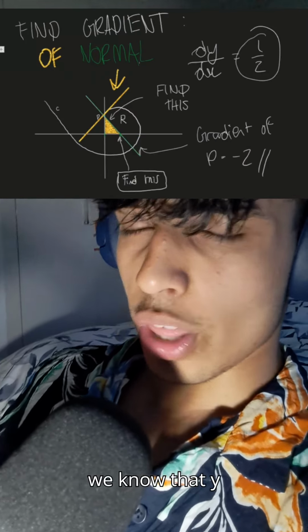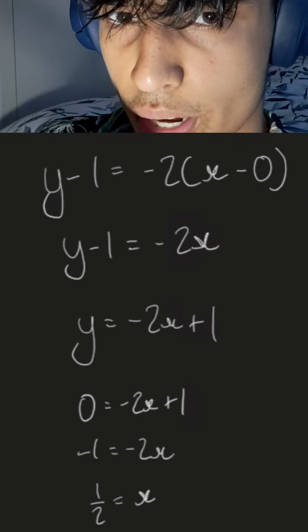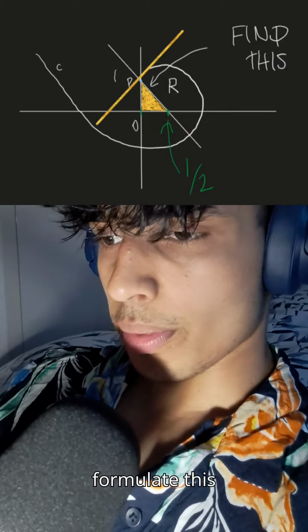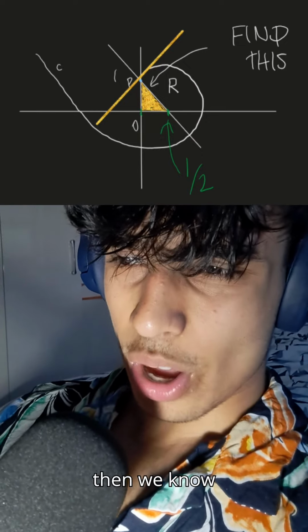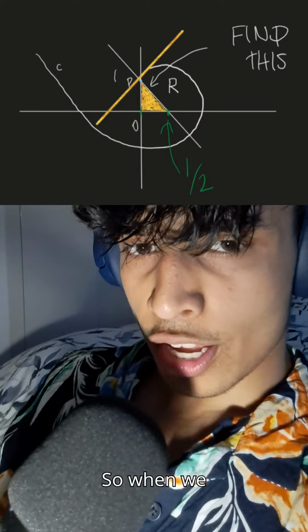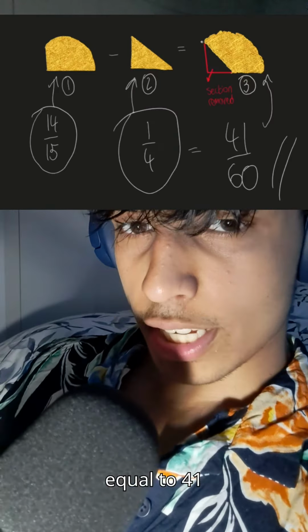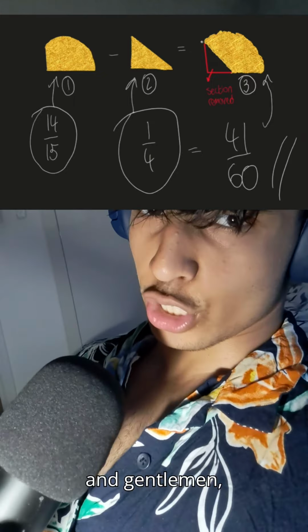So now we know that y minus 1 is equal to negative 2 times (x minus 0). What we do after that is essentially we formulate this equation, and then we know that the other place where it crosses the x-axis is a half. So when we find the area of the triangle, it's equal to a quarter. 14 over 15 minus a quarter is equal to 41 over 60, and that, ladies and gentlemen, is the answer.